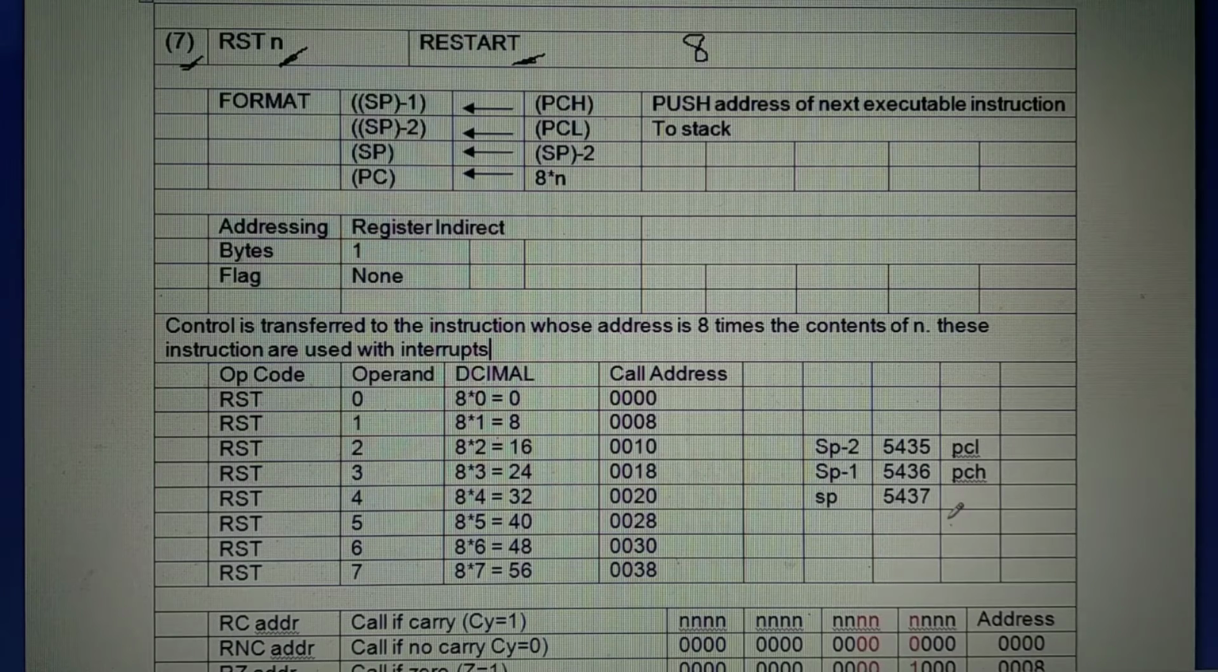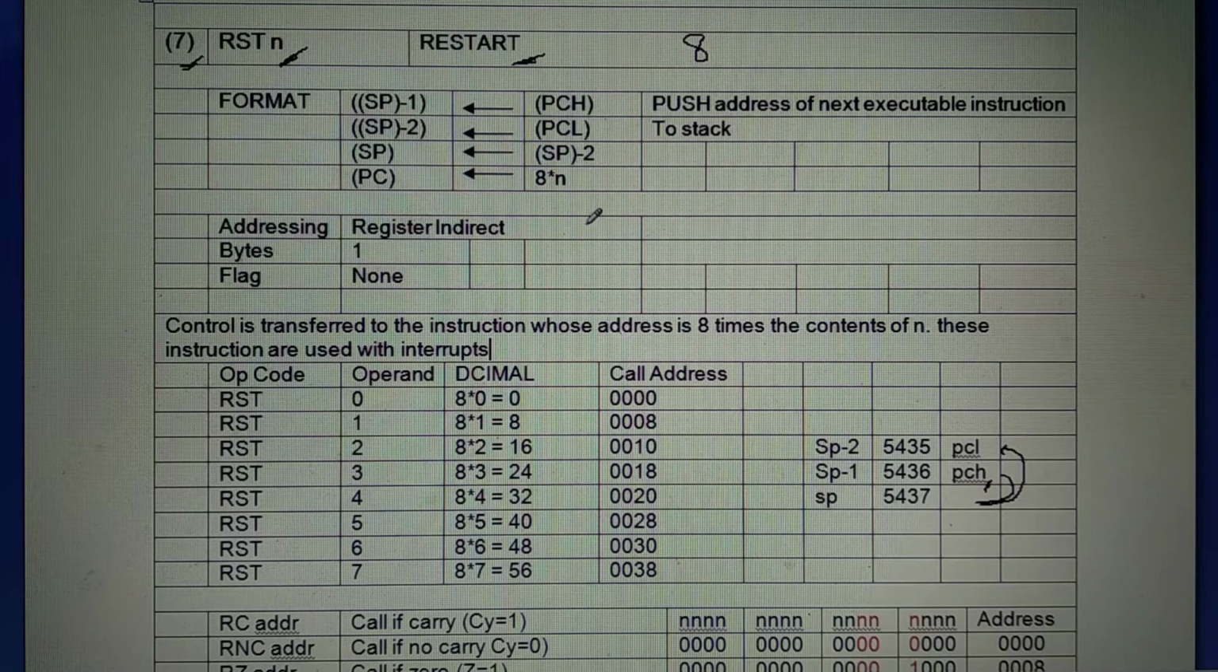So the stack pointer decrements by 1. Initially, suppose the stack pointer is at 5437, it decrements by 1, and PCH is stored, that is, the high order of the next executable instruction from the main program. Again the stack pointer decrements by 1, and the low order address is stored at that memory location.